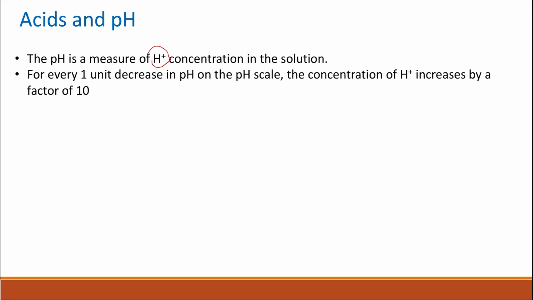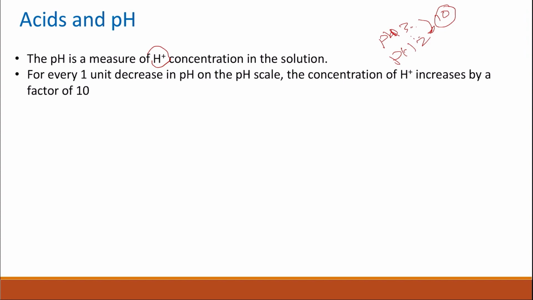So for every 1 unit decrease in the pH, that means that there is an increase in the concentration of hydrogen ion by a factor of 10. For example, if you have a solution with pH 3 and another solution of pH 2, then the pH 2 means that the concentration of the hydrogen ion has increased by 10 times, by a factor of 10, because there is a change in the pH by one value.